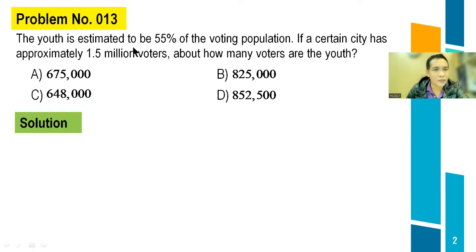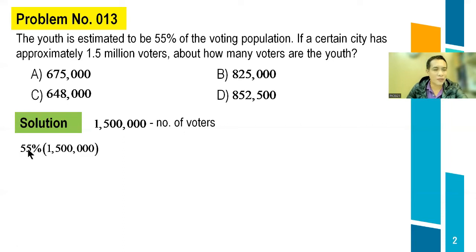For the solution, very simple. Since the youth is 55% of 1.5 million voters, the total number of voters is 1.5 million or 1,500,000. So we will get the 55% of that 1.5 million.